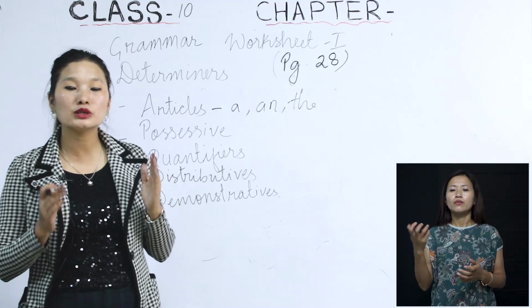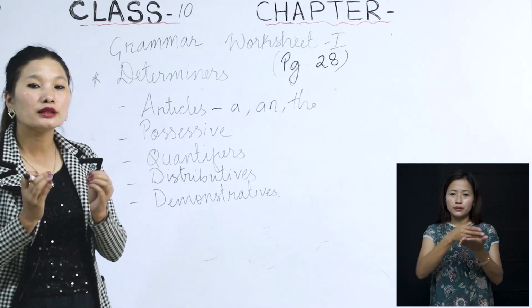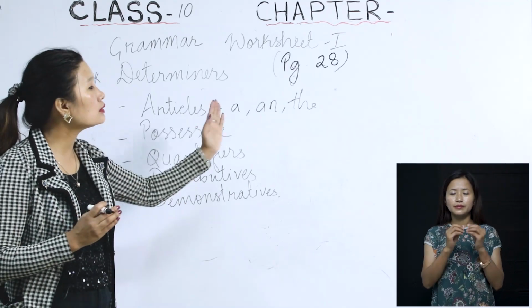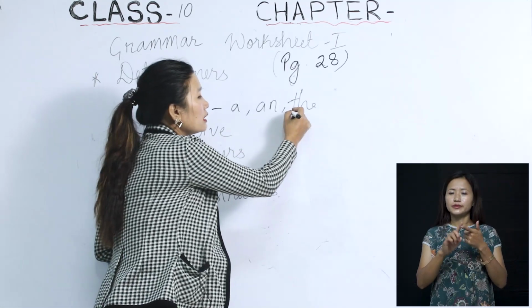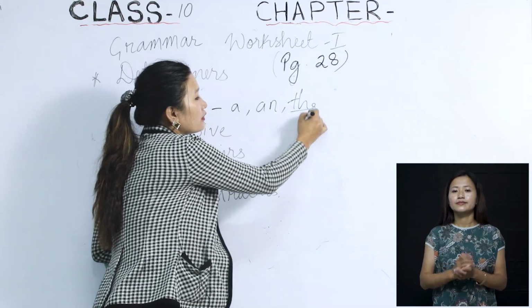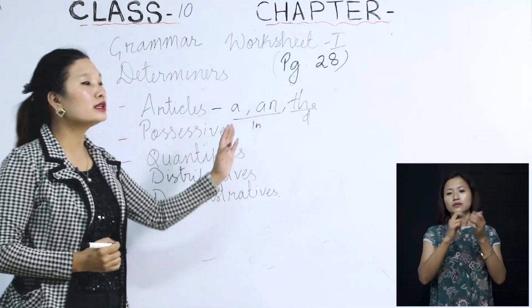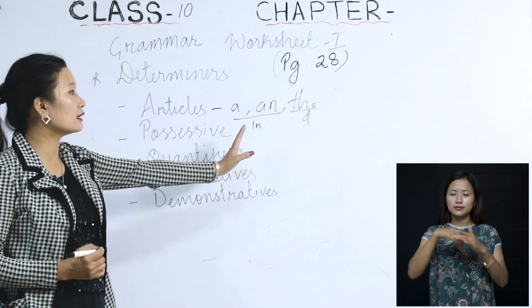Whenever you want to point to a particular thing that you are very specific and very sure about, you will use the definite article, that is the. Okay, this is the definite article, and a and an are indefinite. The difference between definite and indefinite we will study again.